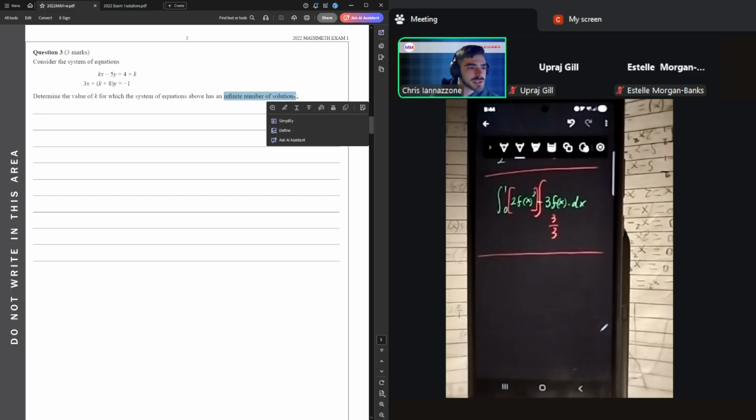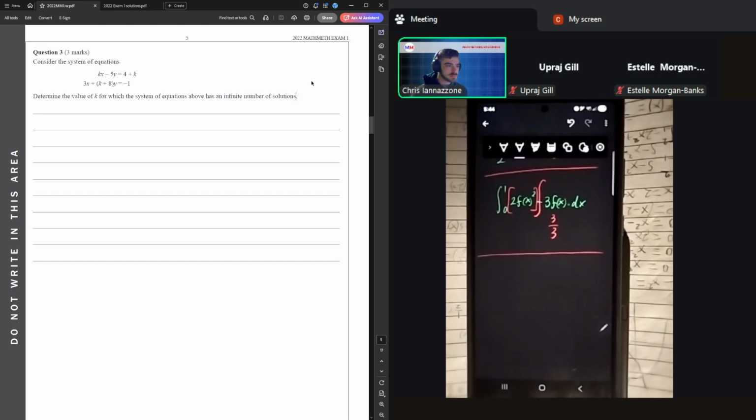For anyone still stuck, consider what infinite solutions means. These are two linear equations. You know they're linear because there's no powers of 2 or anything else in there. Consider what it means that two straight lines have infinite solutions between them, what criteria need to be met, and that can help you figure out the k that would make that happen.